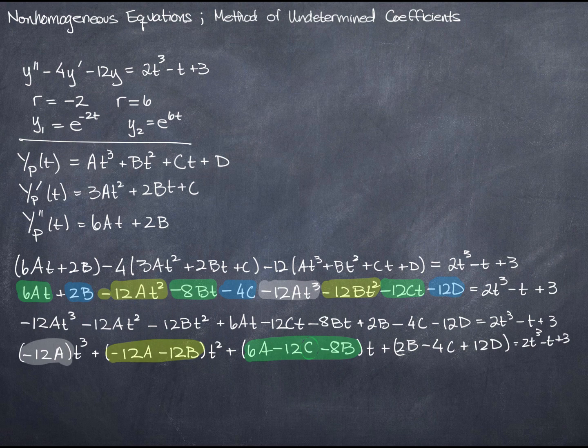So the coefficient of t is 6a minus 12c minus 8b, and the constant term, I guess, is 2b minus 4c plus 12d. So now I can look at this and say, well then, what that tells me is that negative 12a has to be equal to 2, because the coefficients of t cubed have to be equal.